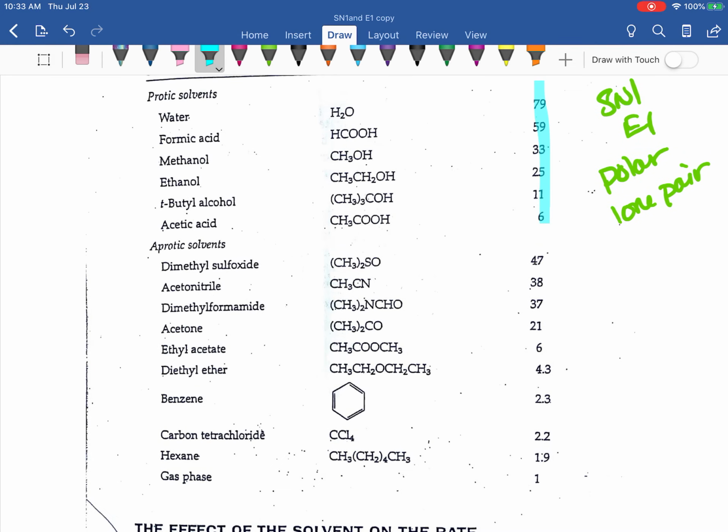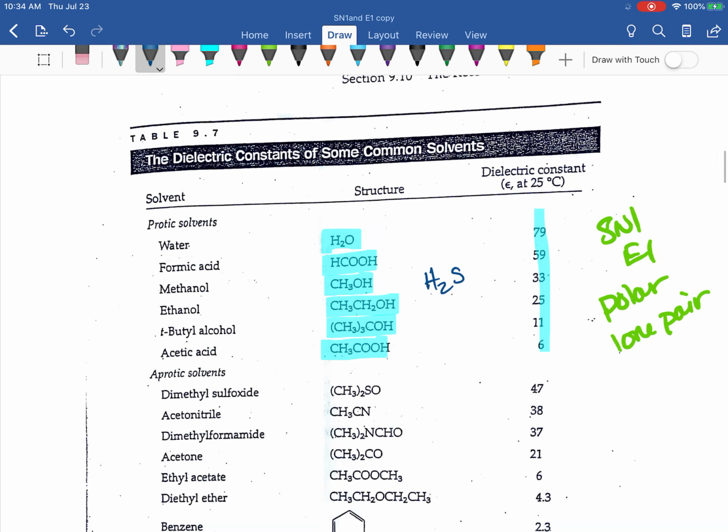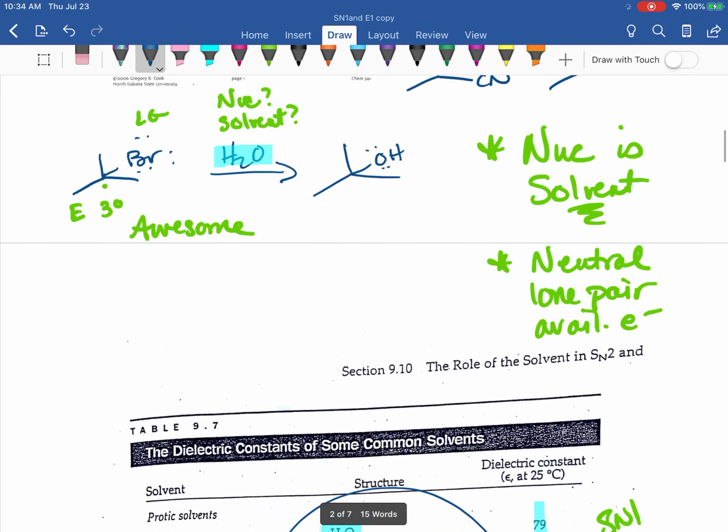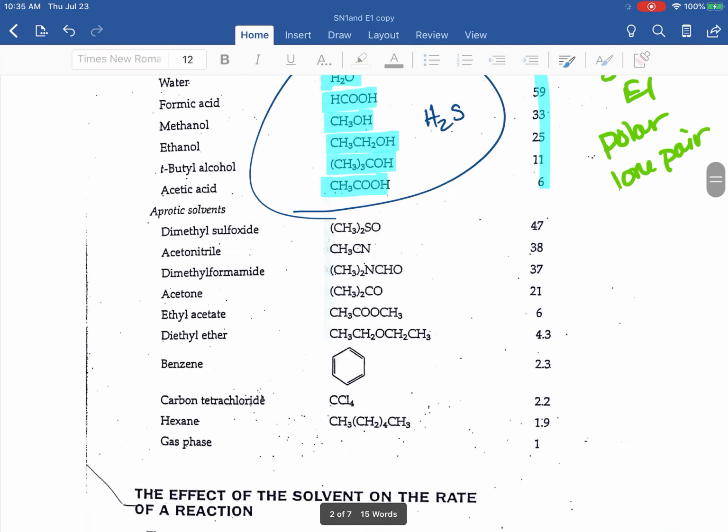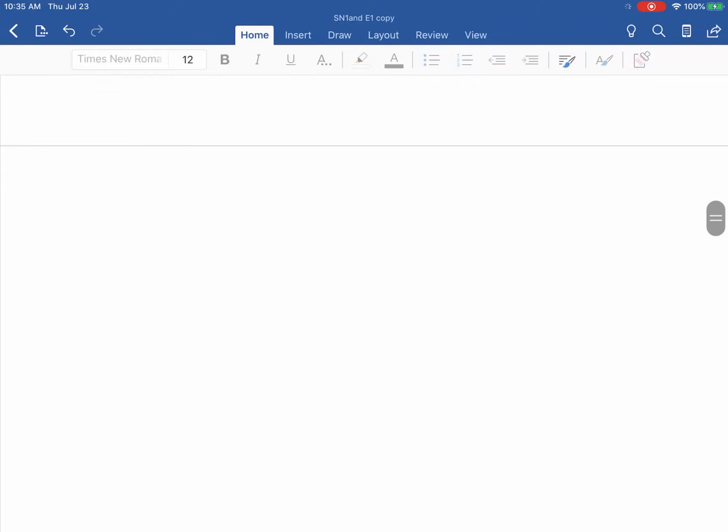Okay, so if we're using a nice solvent with a lone pair, let's talk numbers for a second. It means we're going to have millions and billions of those floating around for every one of your electrophile. So let's scroll down and write out how this works and why we care.